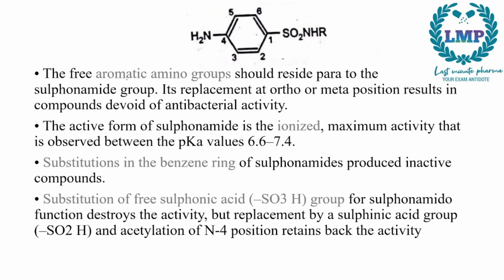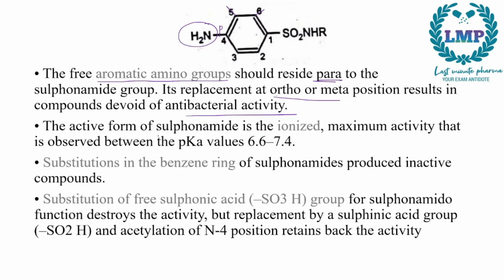Next we have the free aromatic amino group. The free aromatic amino group should reside in the para position to the sulfonamide group. That is, this free amino group should reside in the para position or the fourth position. Its replacement at the ortho or meta position results in compounds devoid of antibacterial activity. This means that instead of giving the para position an NH2 group, if it was given in the meta or the ortho position, this compound would be devoid of any antibacterial activity. That is, it will have no antibacterial activity at all.